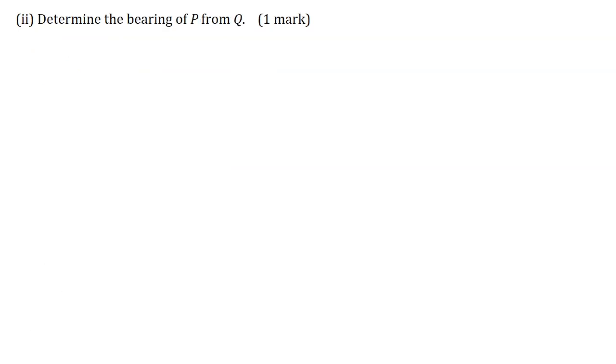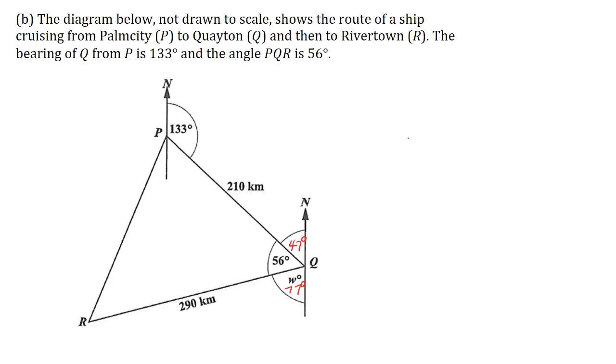Part 2. Determine the bearing of P from Q for 1 mark. Now, the bearing is always measured from where we are measuring from, and we are measuring from Q. So, the first thing that needs to be done is to draw a straight line from Q to P. This is already done into the diagram here. The next thing we need to remember is that the bearing is always measured in a clockwise direction from north. So I'm going to indicate here the angle through which the bearing is measured. So it starts at the north line and continues to the line PQ.